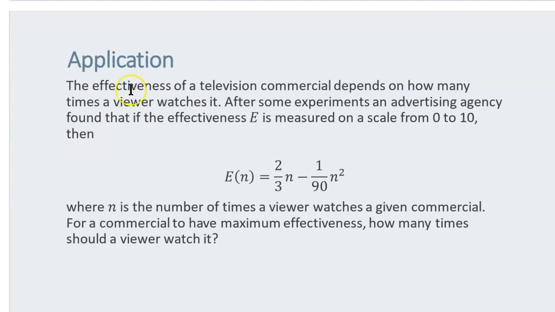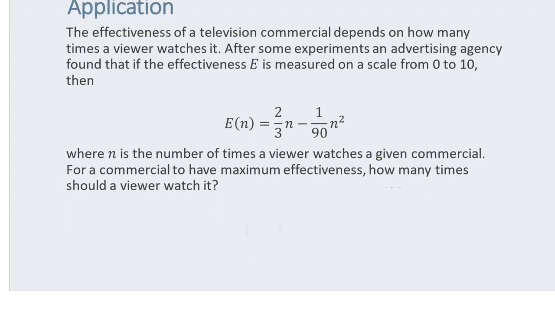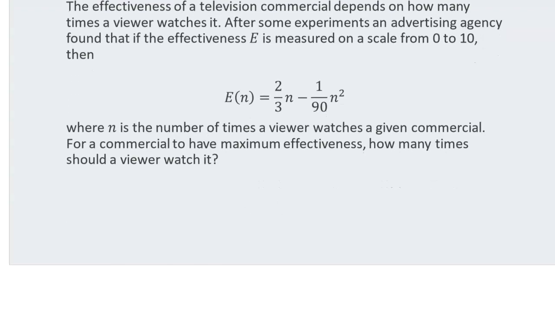Okay, here is an application problem that we have. The effectiveness of a television commercial depends on how many times a viewer watches it. After some experiments, an advertising agency found that its effectiveness, E, is measured on a scale from 0 to 10. And then they have this formula where N is the number of times that a viewer watches a television commercial. We want to figure out how many times someone has to watch a commercial for it to have maximum effectiveness.